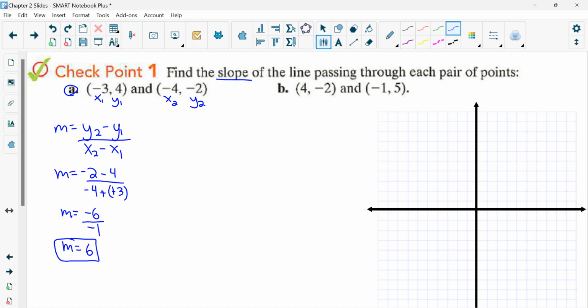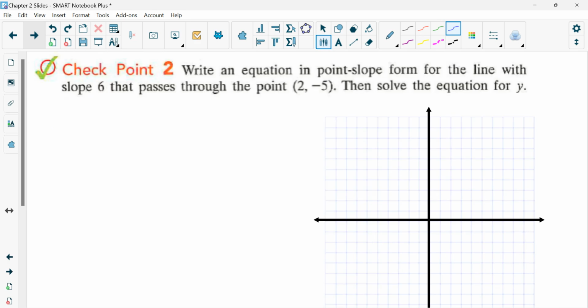All right, so that's how we find our slope. Then we can talk about finding the equation in point slope form. So if you're writing your notes, you can just write equation in point slope form. It tells us our slope is 6, and it's going through this point, -2, -5.